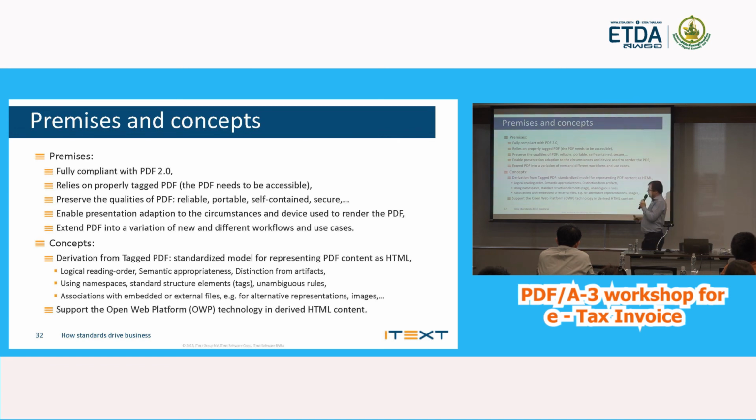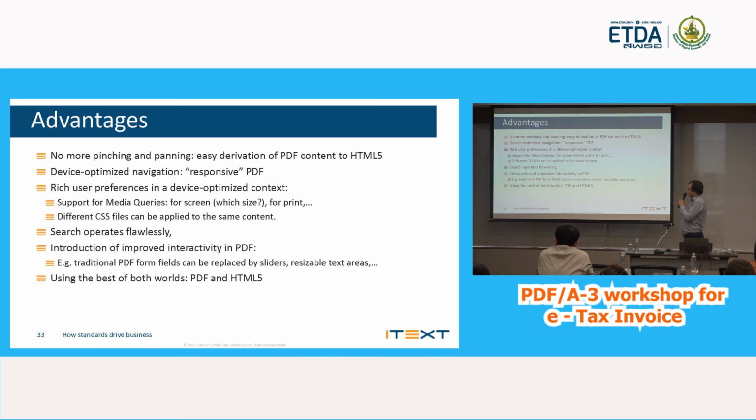So in next generation PDF, we will say, well, in PDF it's like this with the radio boxes. But we have an alternative. If you convert this to HTML, instead of having the radio buttons, use this slider. Use this component, this HTML component, as a slider. And so the advantages would be no more pinching and panning, so no more having trouble on your cell phone, easy derivation of PDF contents to HTML5, and so responsive PDF.